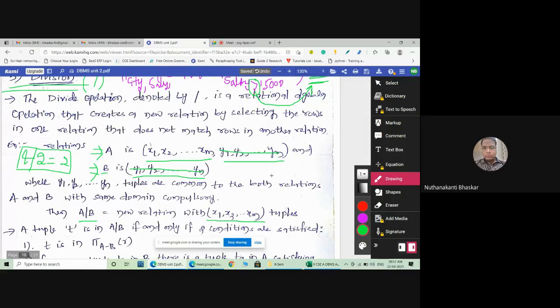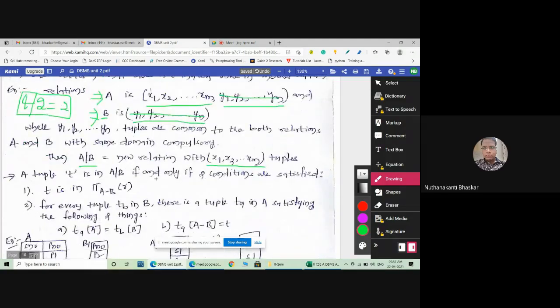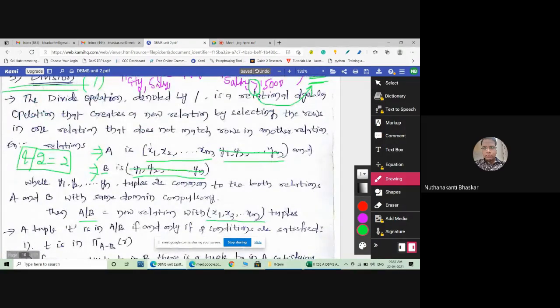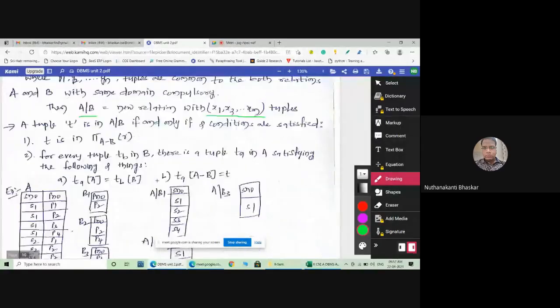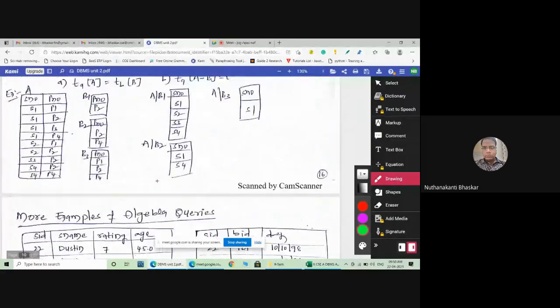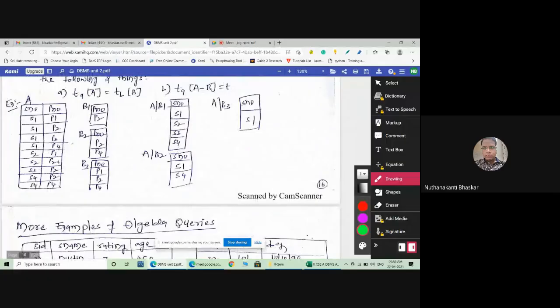Have you understood? I will show you an example. Yes, sir. We most probably never use this division operation in relational algebra, but even though, we must know it. Now coming to the example, a very simple example, please note it down. Here A is one relation, and B1, B2, B3, all these four relations are there: A, B1, B2, B3.